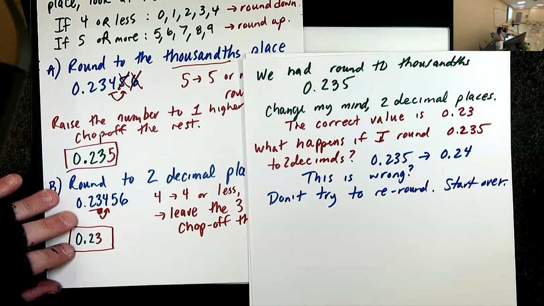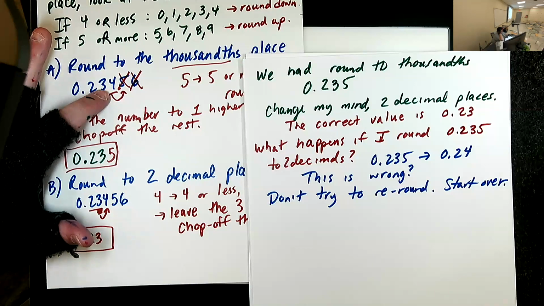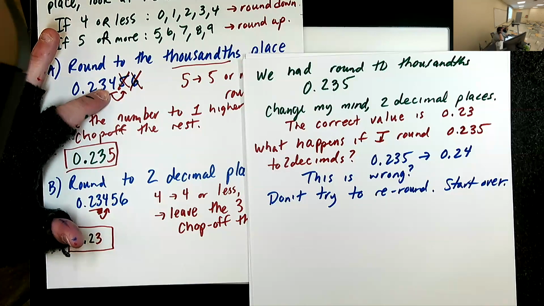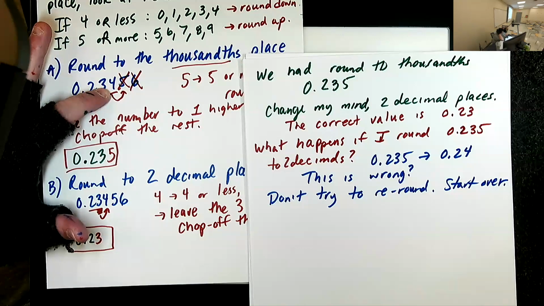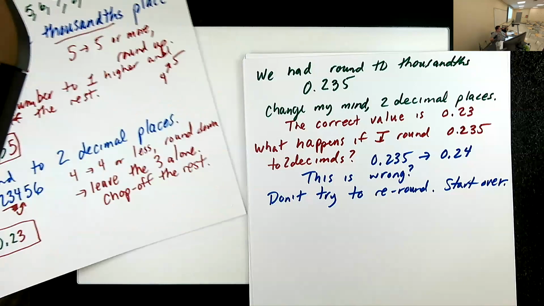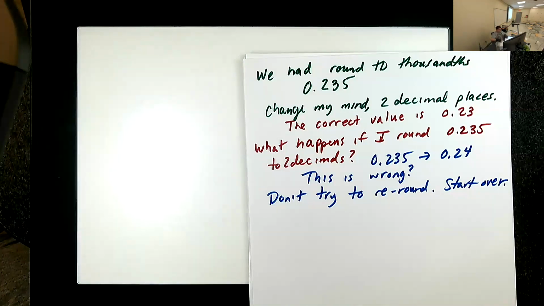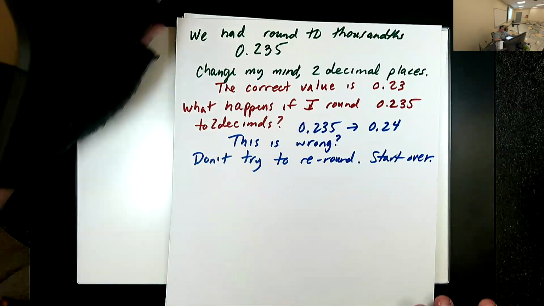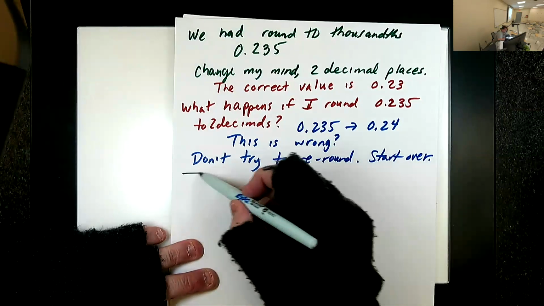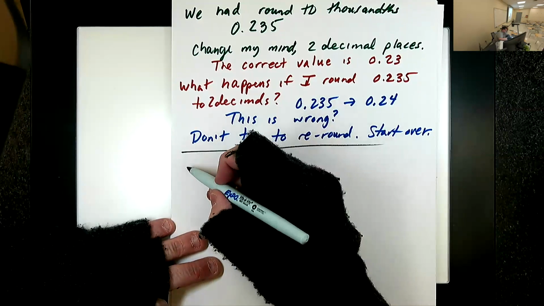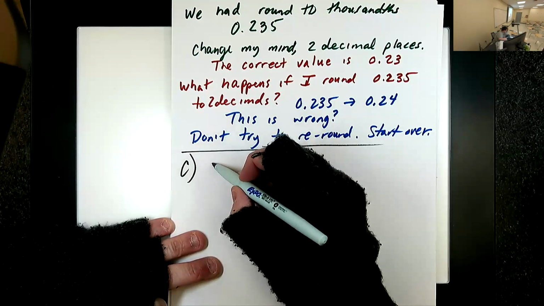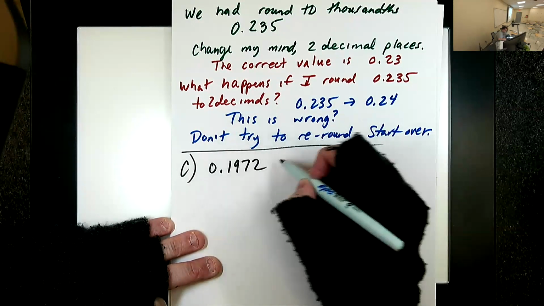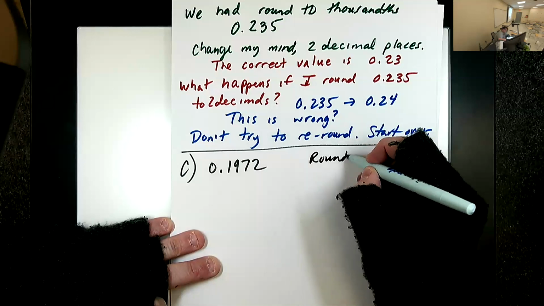This happened because the 4 went up to a 5. In fact, it's really the only time this mistake happens, if you have a 4 and it elevates to a 5, you can mess up on the next rounding. Usually, you're just fine. Whatever you rounded to would have been okay. There's one more example we need to point out with rounding. Let's call this C. Let's say we had 0.1972 and we round to the hundredths place.